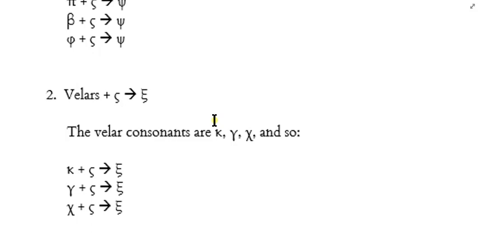Anytime a velar consonant meets a sigma, it produces the xi. Xi, okay? So, kappa sigma, xi. Gamma sigma, xi. Chi sigma, xi.